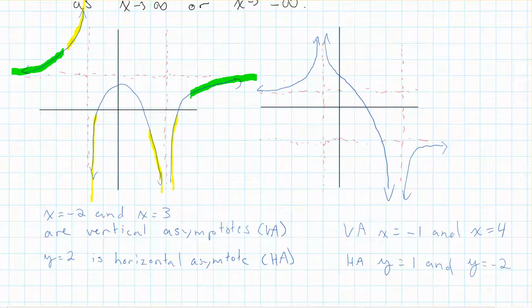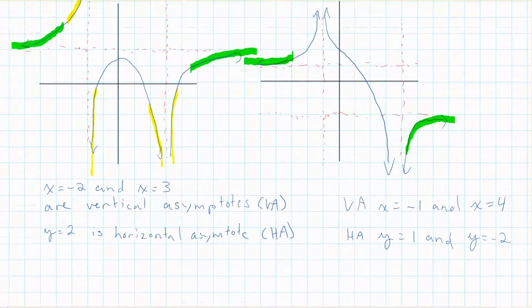because we have 2 because, well, here, when I'm going to negative infinity, I keep getting closer and closer to y equals 1. So that makes that a horizontal asymptote. But then as I go to positive infinity, I can keep going to y equals negative 2. And so that makes it a horizontal asymptote as well.